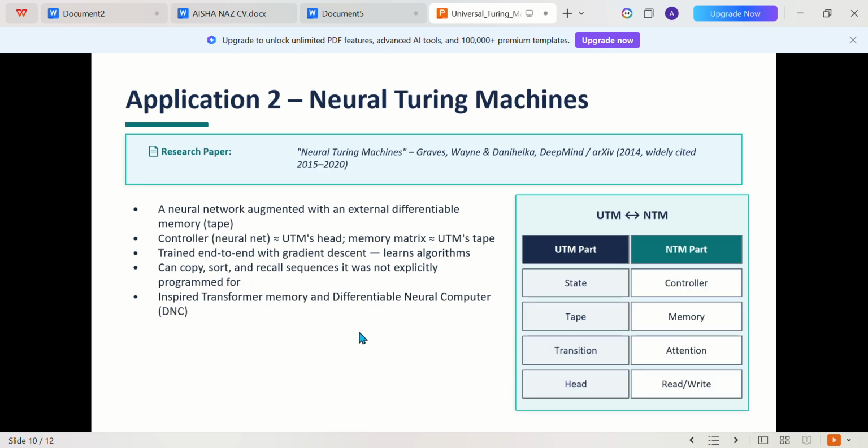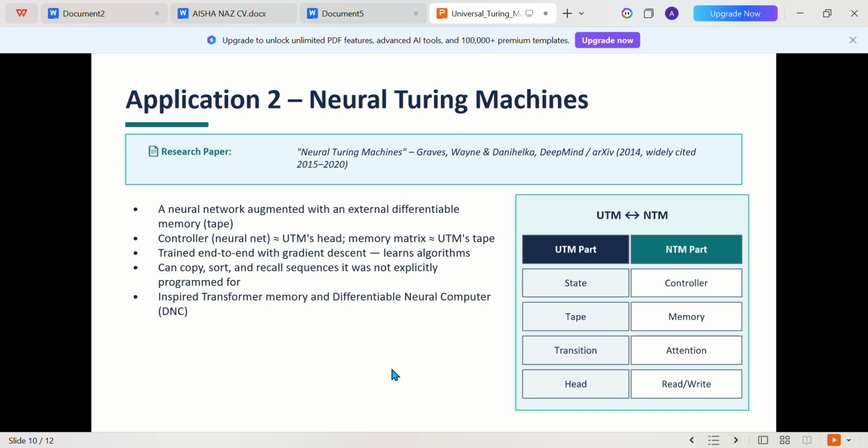Then another application from a research paper from 2014. And one thing I've noticed in this research paper is that DeepMind is also involved in this research. It is on the neural Turing machine, meaning here we are involving neural networks with the Turing machine. Like neural networks, you might think of a controller, and for the memory, we have tapes.